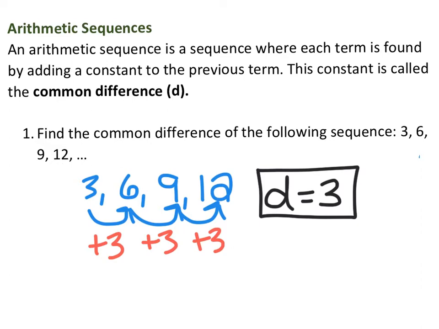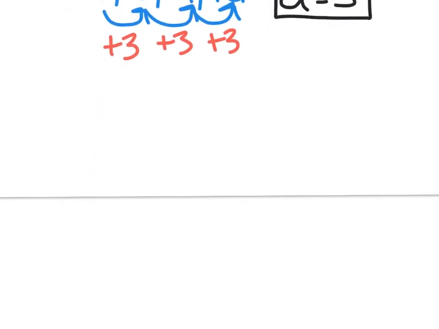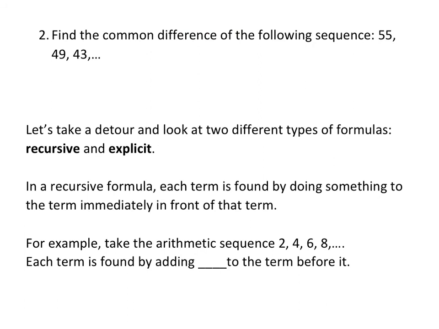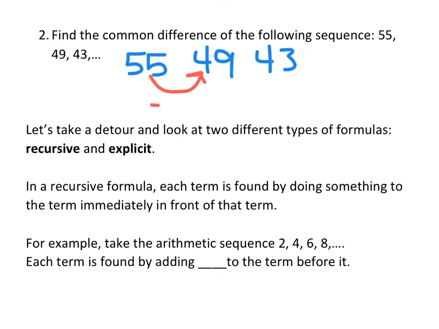Okay, let's look at the next example. So find the common difference of the following sequence: 55, 49, and 43. 55, 49, 43. How can we go from 55 to 49? We can subtract 6. How can we go from 49 to 43? We can subtract 6. So this is going to be an example of an arithmetic sequence with a common difference of -6.